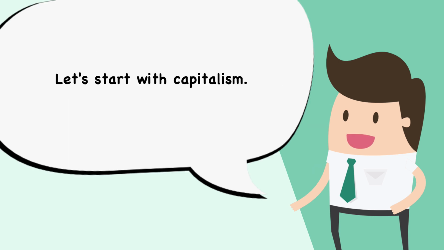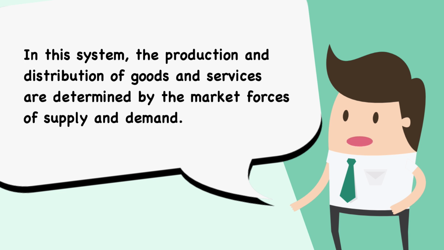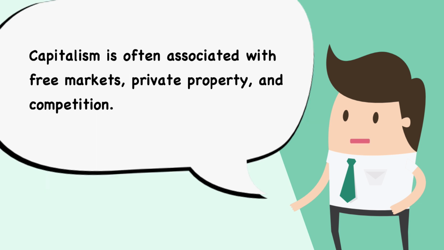Let's start with capitalism. Capitalism is an economic system in which individuals and businesses own and control the means of production and trade. In this system, the production and distribution of goods and services are determined by the market forces of supply and demand. Capitalism is often associated with free markets, private property, and competition.